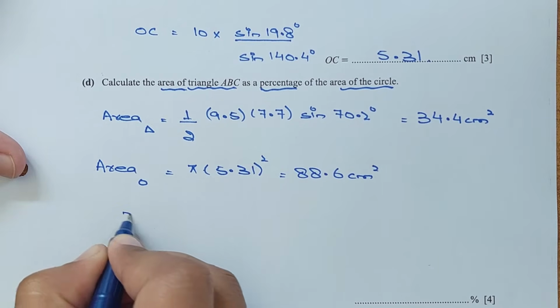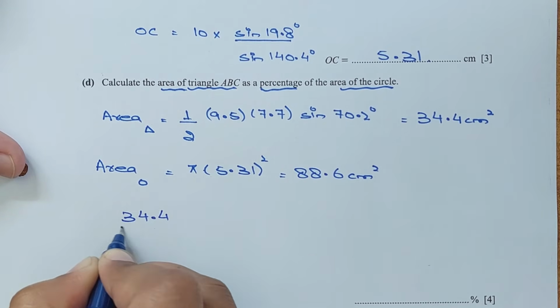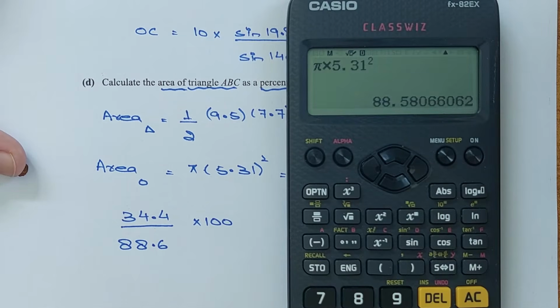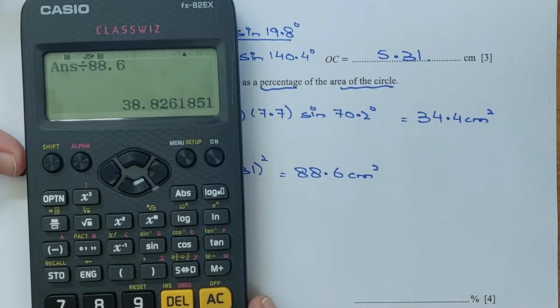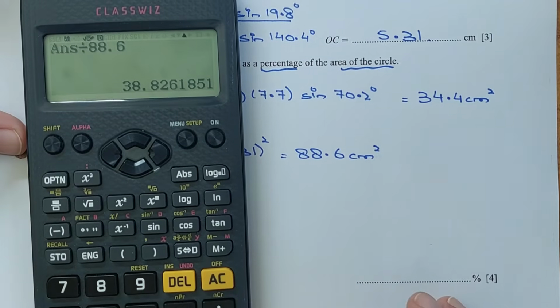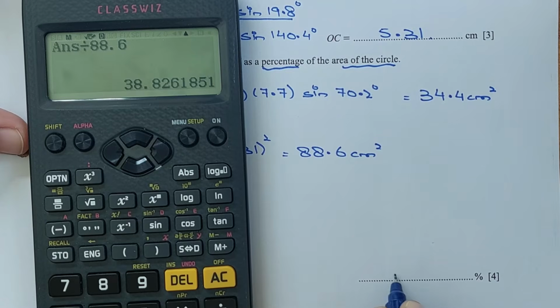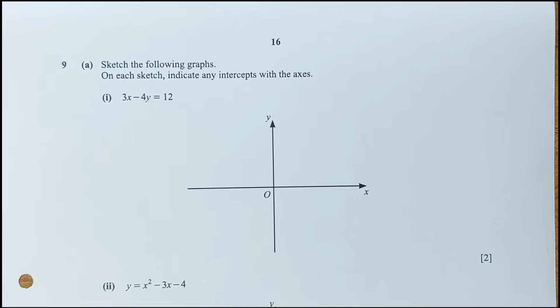Now we need to find out the percentage. Area of a triangle is 34.4. Area of a circle is 88.6 and times by 100. 34.4 times 100 divide 88.6. 38.8, round it to 39, or 38.8685. 38.8, keep it in one decimal place. 38.8%, right?